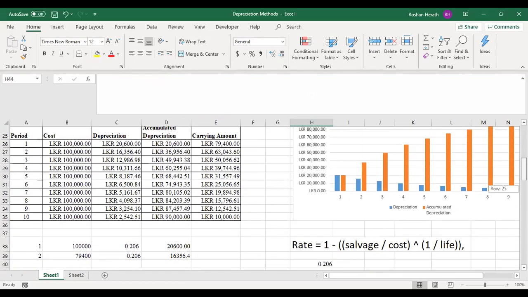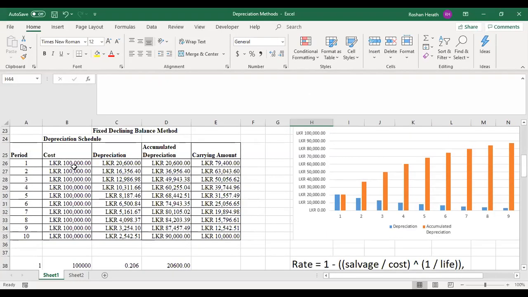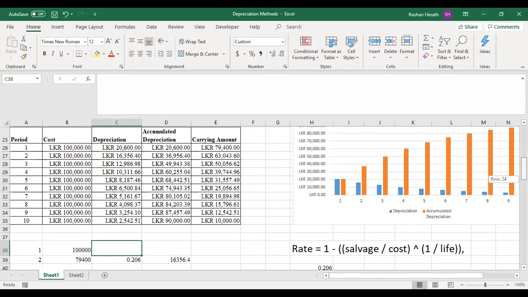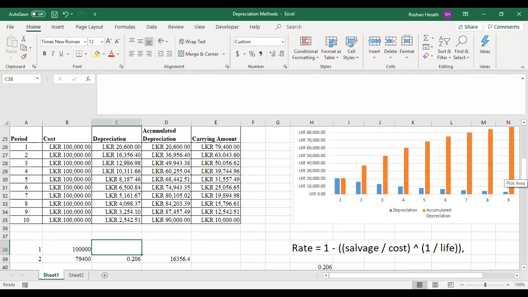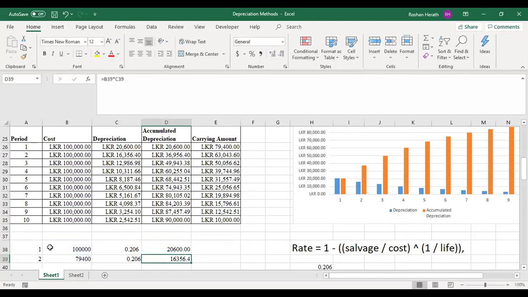So here you have 100,000. So it is 0.206. If you apply that to the 100,000 in the first year, it comes as 20,600 for sure. Here I have even shown how it works. You have to take the carrying amount, but in the very first year, at the beginning of the first year, the carrying amount is equal to the cost. So the rate is 0.206, and it is 100,000 multiplied by 0.206, right?